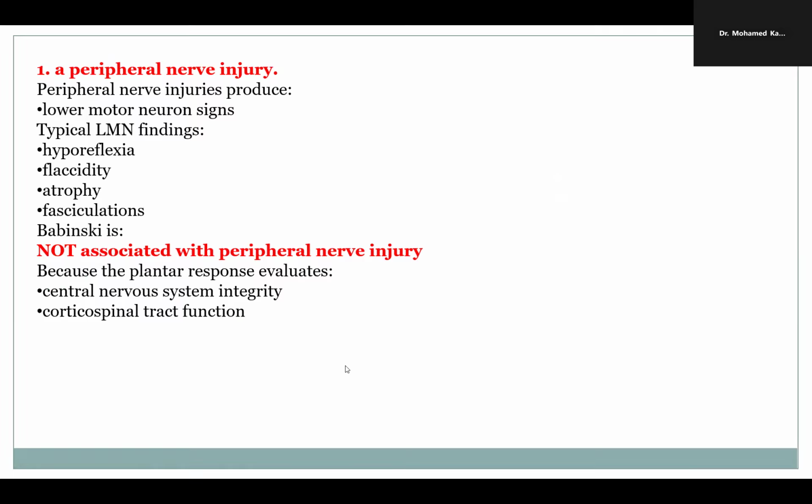Let's look at the incorrect answers. A peripheral nerve injury? No, this is not a peripheral nerve injury. If we have a peripheral nerve injury, we might see lower motor neuron signs, like hyporeflexia, flaccidity, atrophy, fasciculations. But a positive Babinski sign is not associated with peripheral nerve injury. So again, this plantar response evaluates central nervous system integrity and corticospinal tract function.